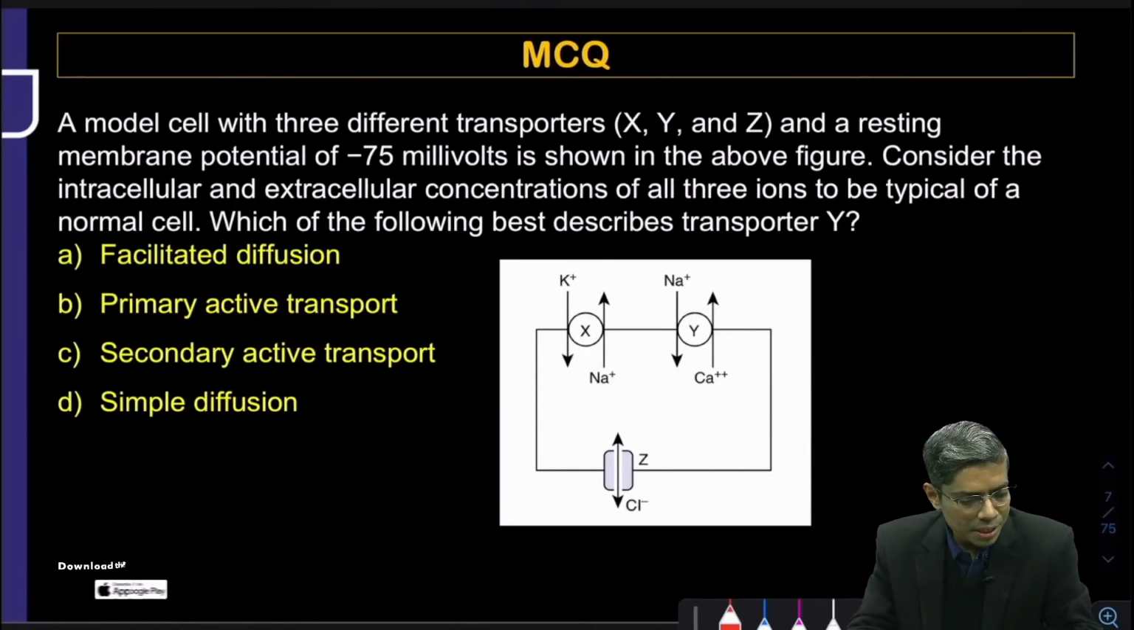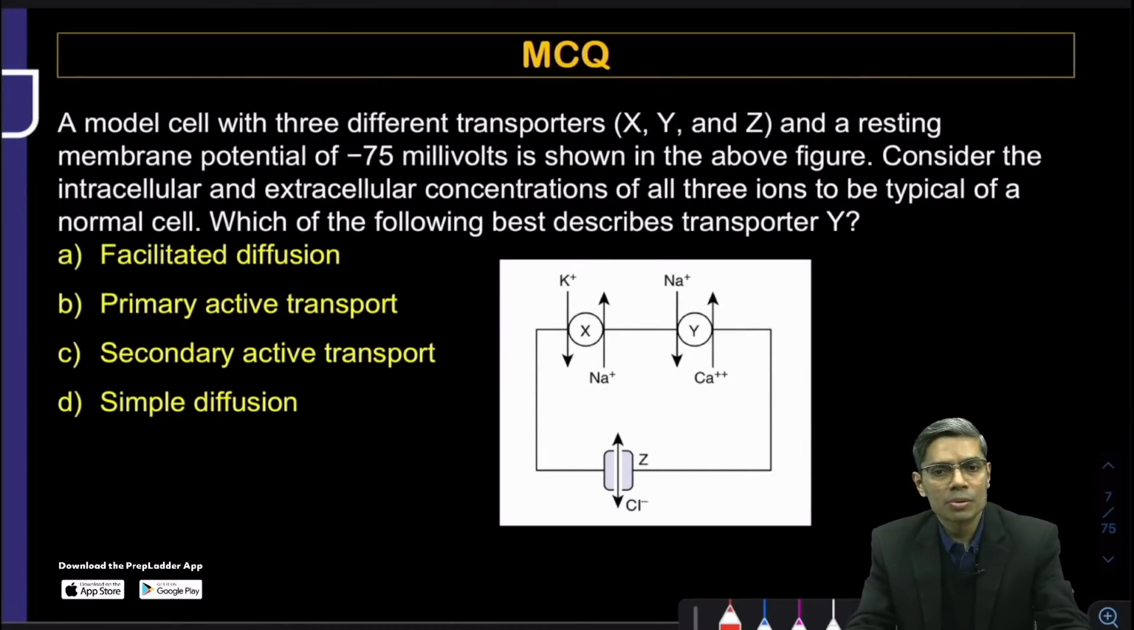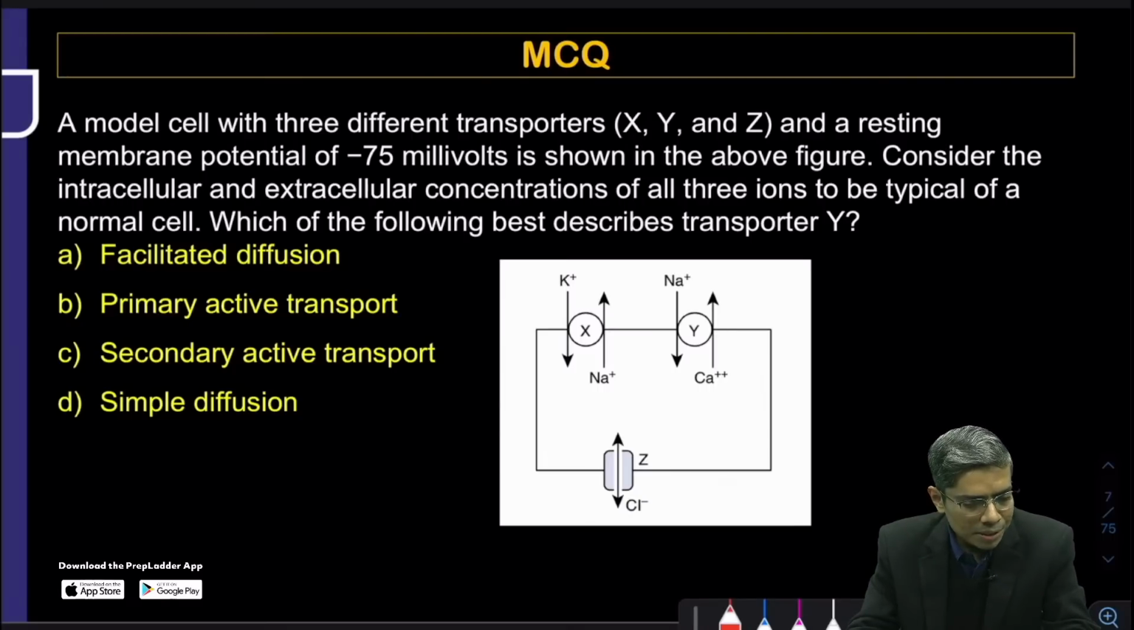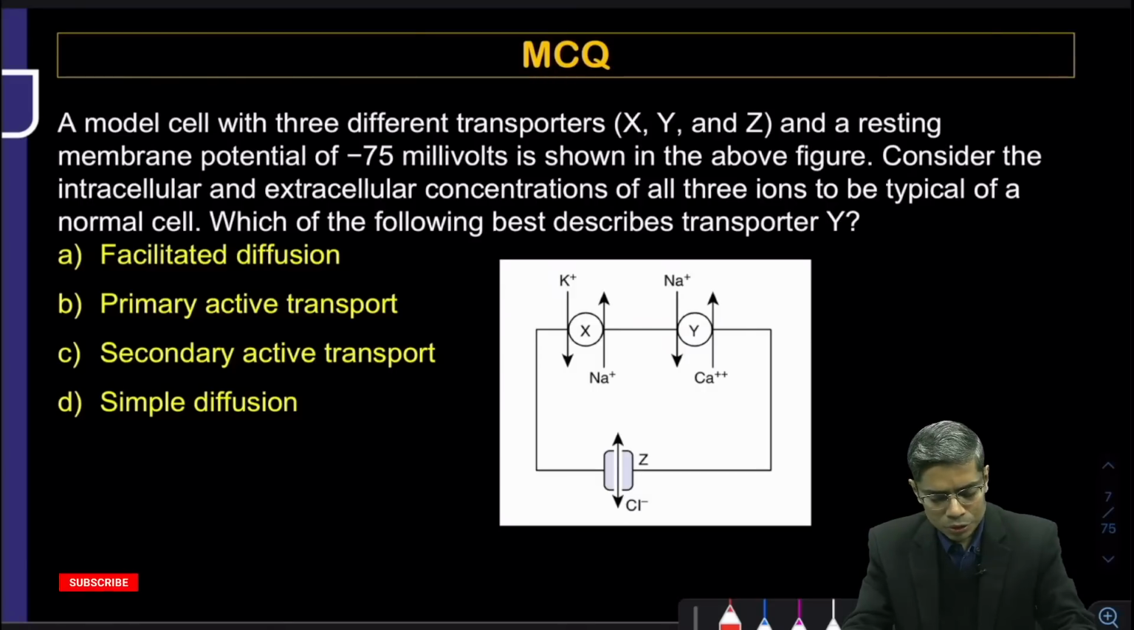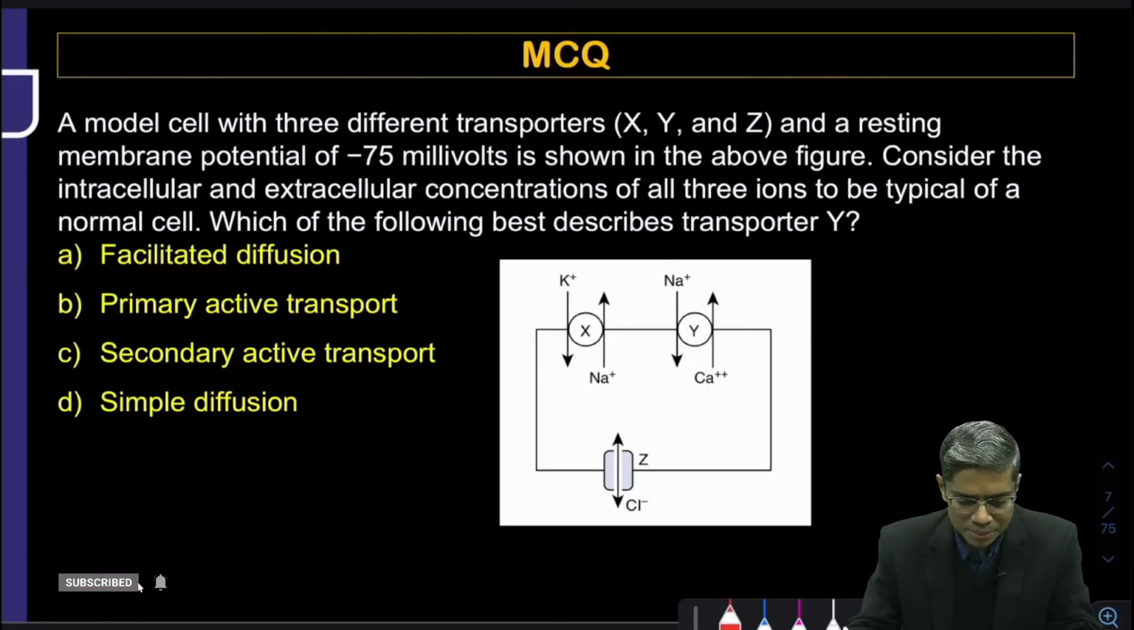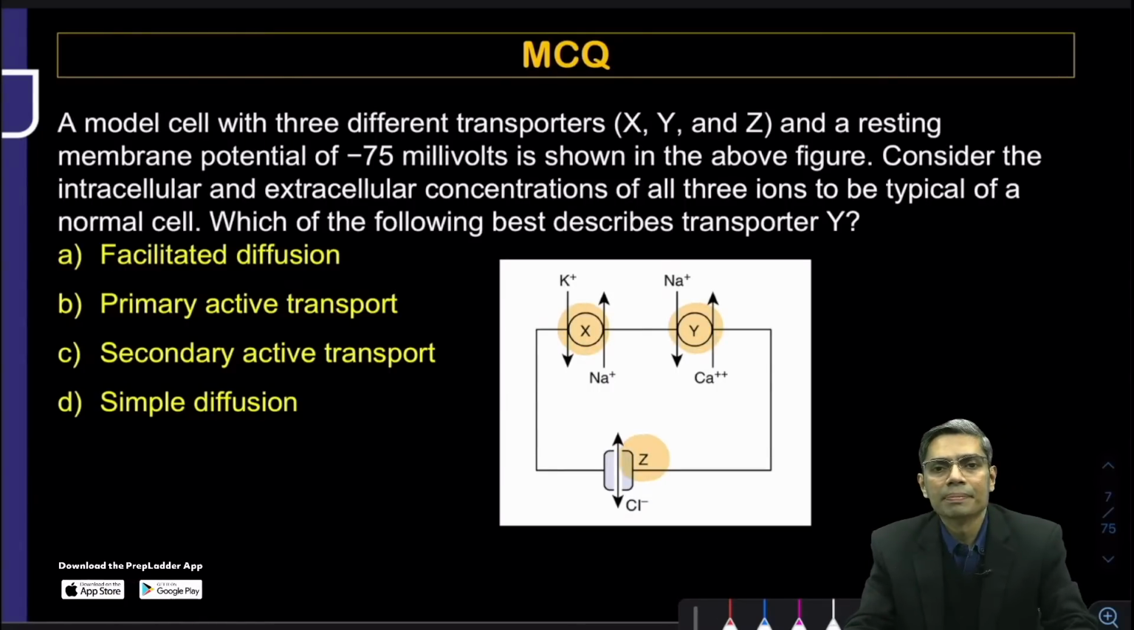So the next question is here, okay? Look at the question and try to answer. Right, I am waiting for the answer. The question stem is a little lengthier, but I think this is okay. So three different types of transporters have been given in this question. One is X, one is Y, and one is Z, right?